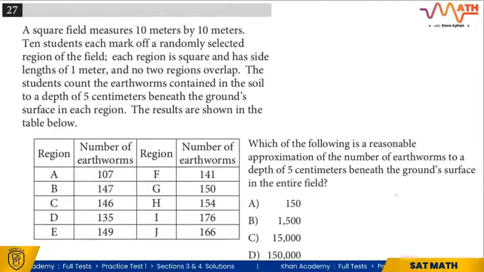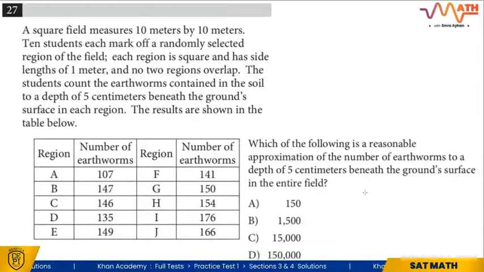Question 27. The square field measures 10 meters by 10 meters. 10 students each mark off a randomly selected region of the field. Each region is square and has a side length of 1 meter, and no two regions overlap. The students count the earthworms contained in the soil at a depth of 5 centimeters beneath the ground surface in each region. The results are shown in the table below.